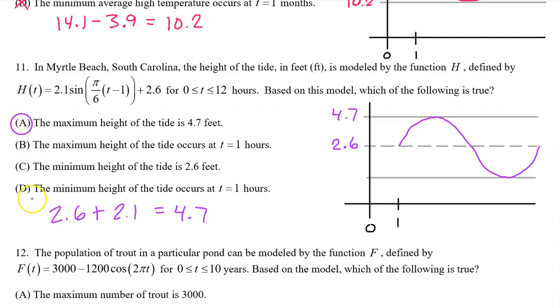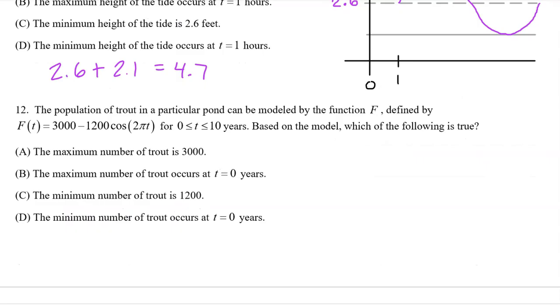Running through the wrong answers very quickly, option B says the maximum height of the tide occurred at T equals 1. Nope, that's when the middle value occurs. Option C, the minimum height of the tide is 2.6. Nope, that's the middle value. And option D, the minimum height of the tide occurs at T equals 1. No, again, that is the time where the middle value occurs.